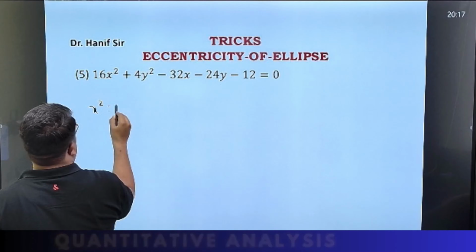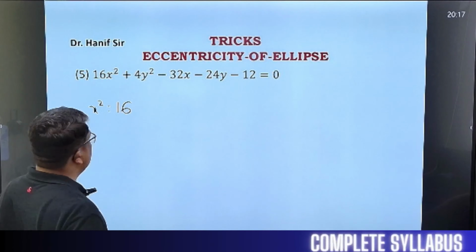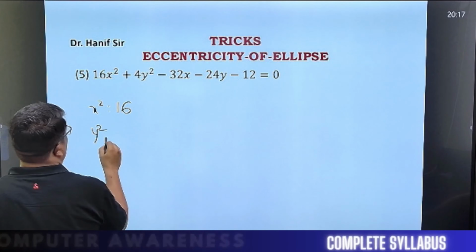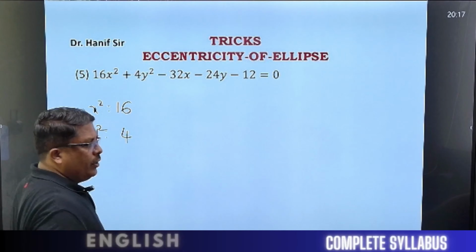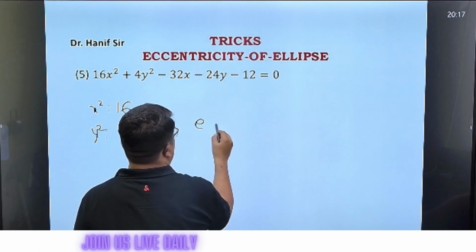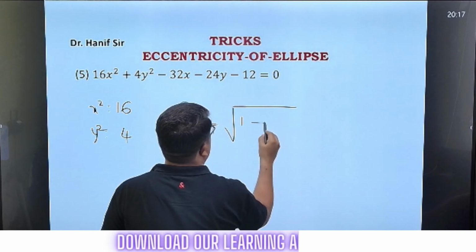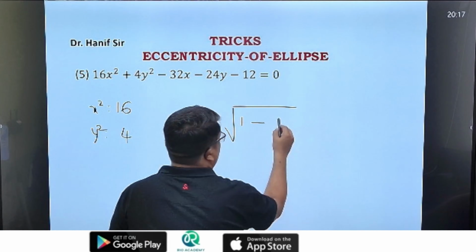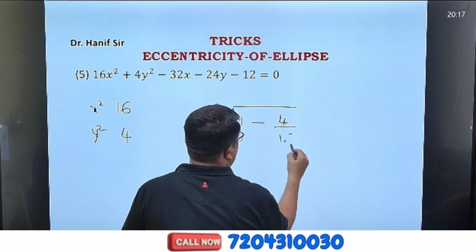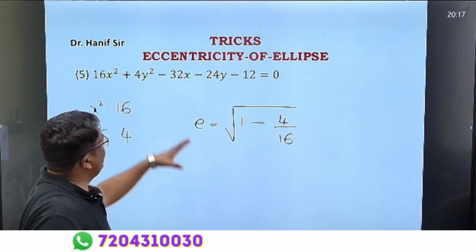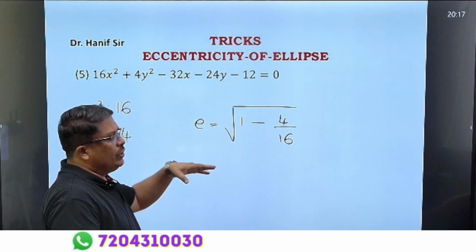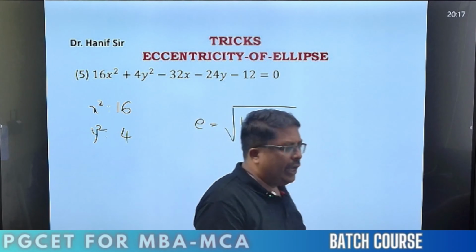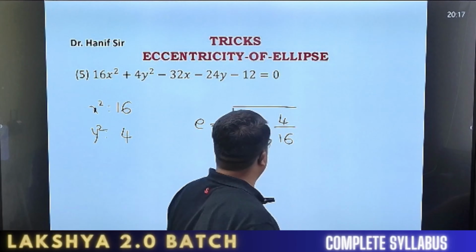Now coefficient of x square, so now it is 16. Coefficient of y square is 4. So still I can use the same formula here. 1 minus. Which coefficient is less? That is 4. 4 divided by 16. So without converting this to the standard expression, I am writing the eccentricity.